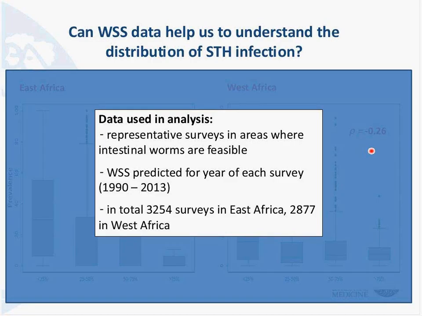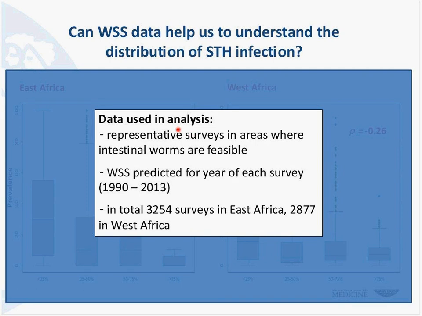So lastly, we wanted to look at whether we could use this raw information that has been collected from different places to better understand what the relationship is between water and sanitation and worms. So we had a quick look at the raw relationships between the two.